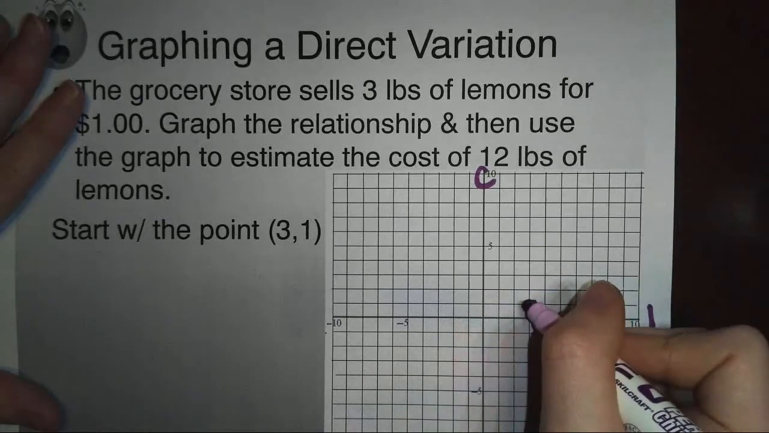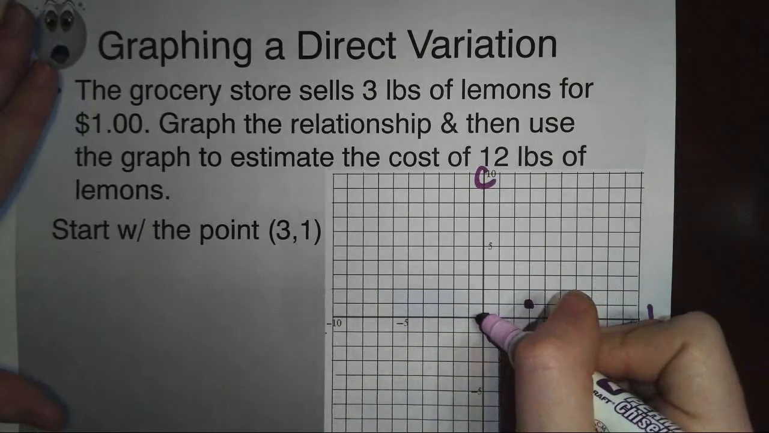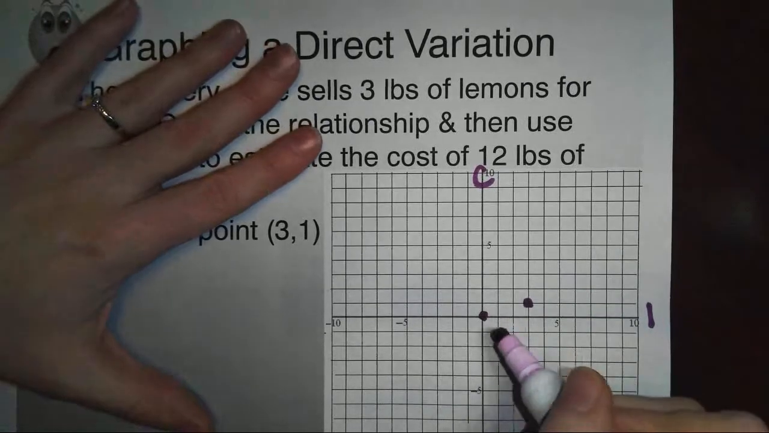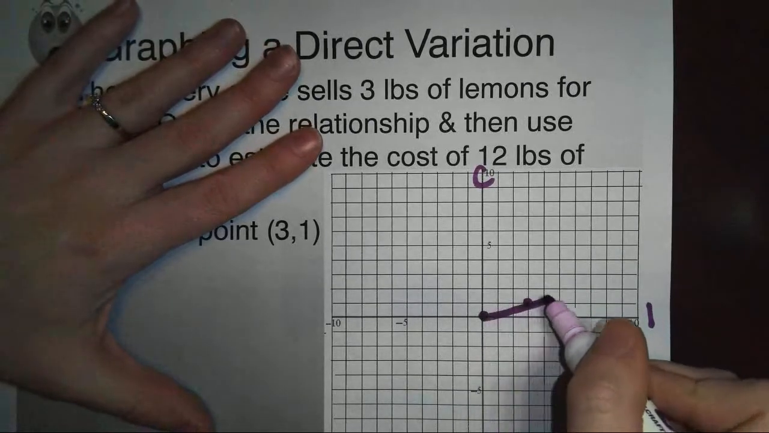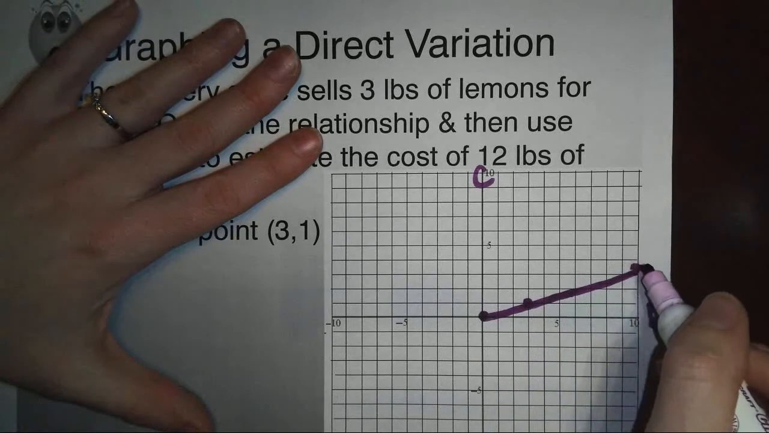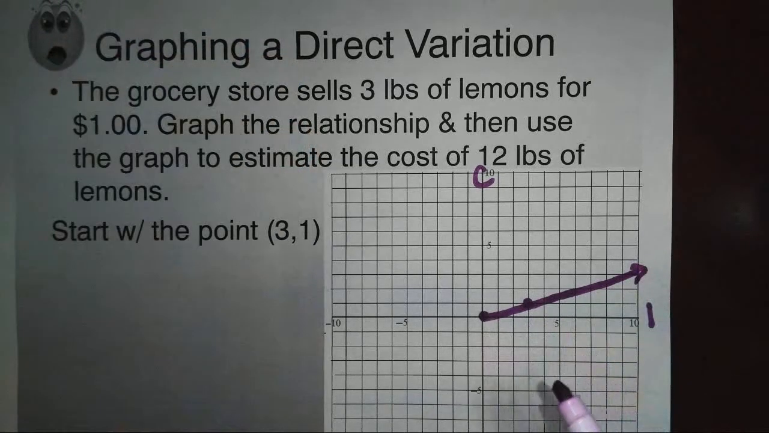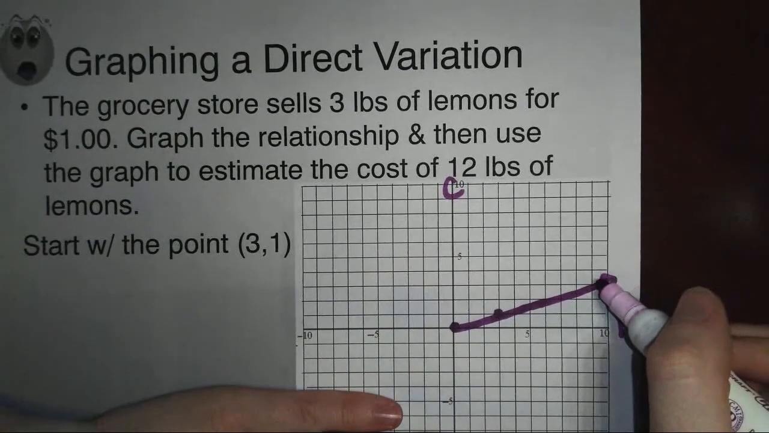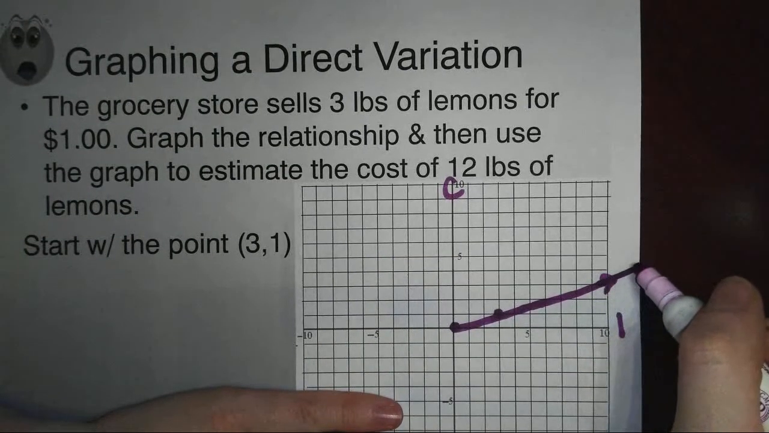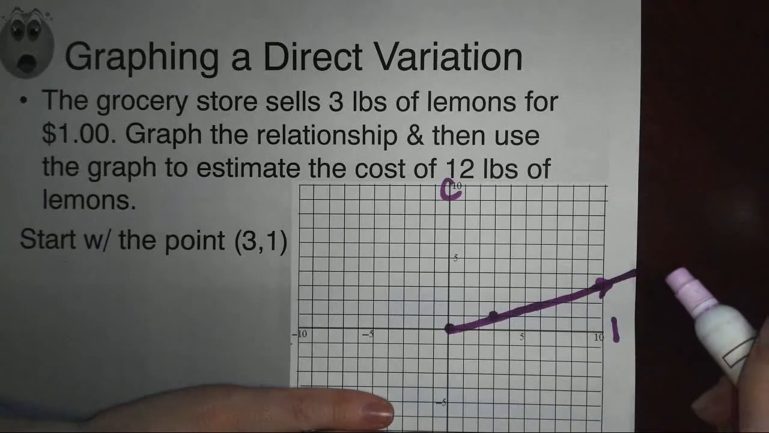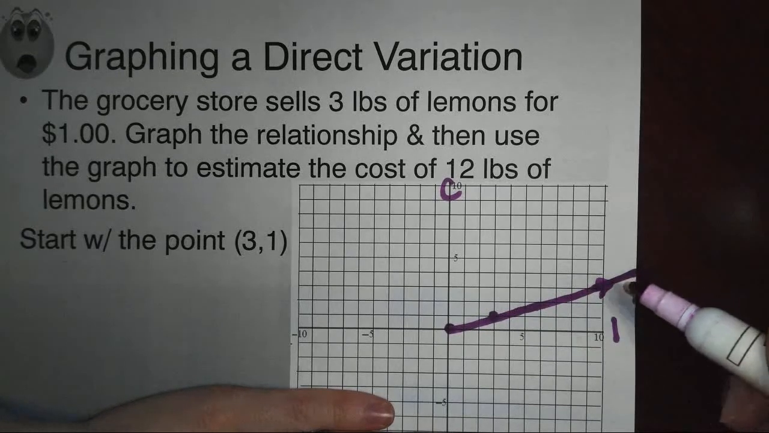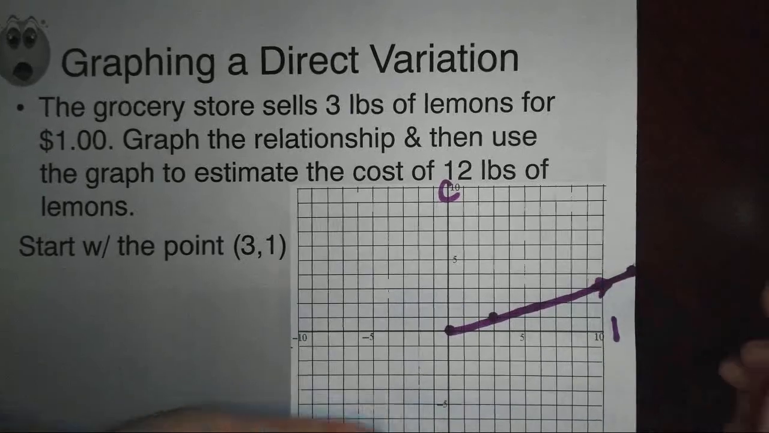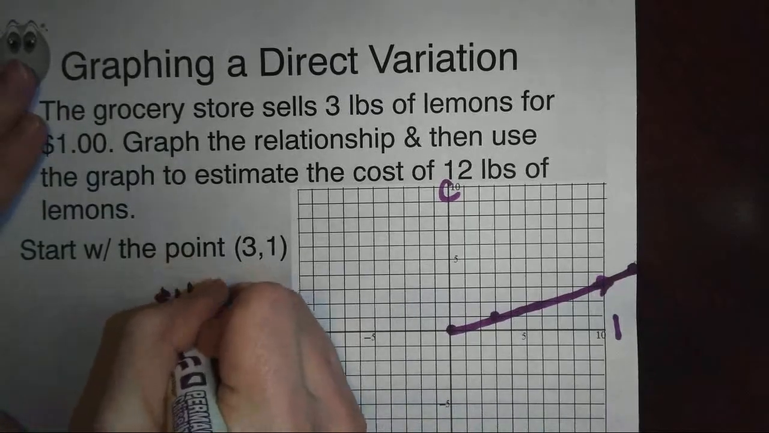3 pounds of lemons cost $1. Now we know 0 pounds of lemons is going to cost $0. And then we're going to create our graph based on those 2 points. Now we want to use this graph to estimate the cost of 12 pounds of lemons. So if we extend this just a little further, we can see that 12 pounds of lemons is going to be right about here, or right about $4.